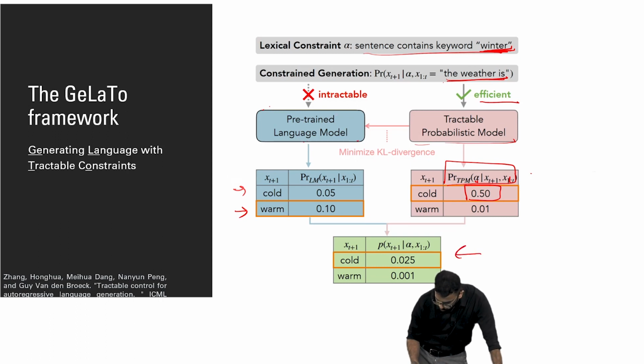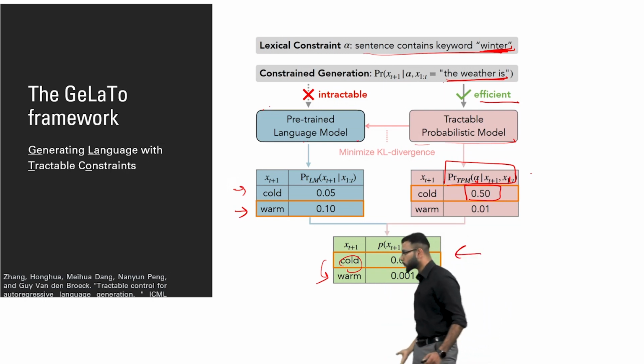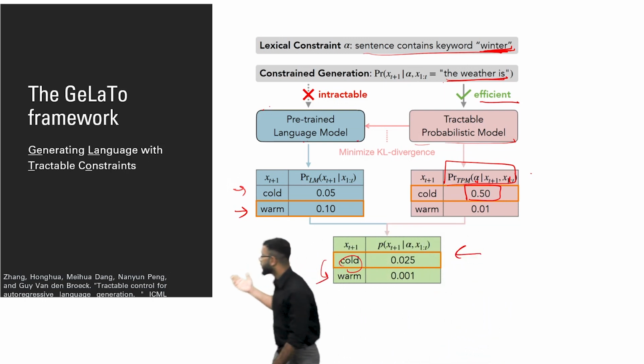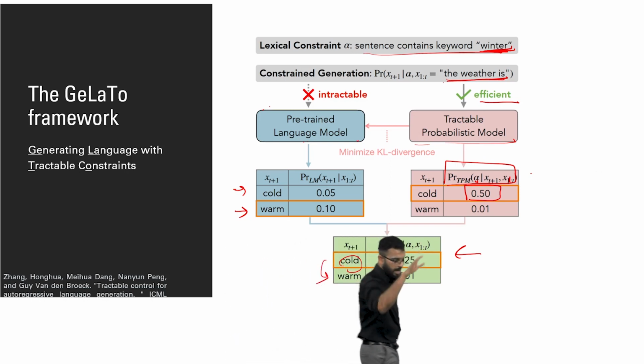As a result, the likelihood of generating cold is larger than generating warm. This is just an example. This is not always true. You could always have other sentences in which the order is flipped and things like that. But to give you the picture, you have the high-level idea.